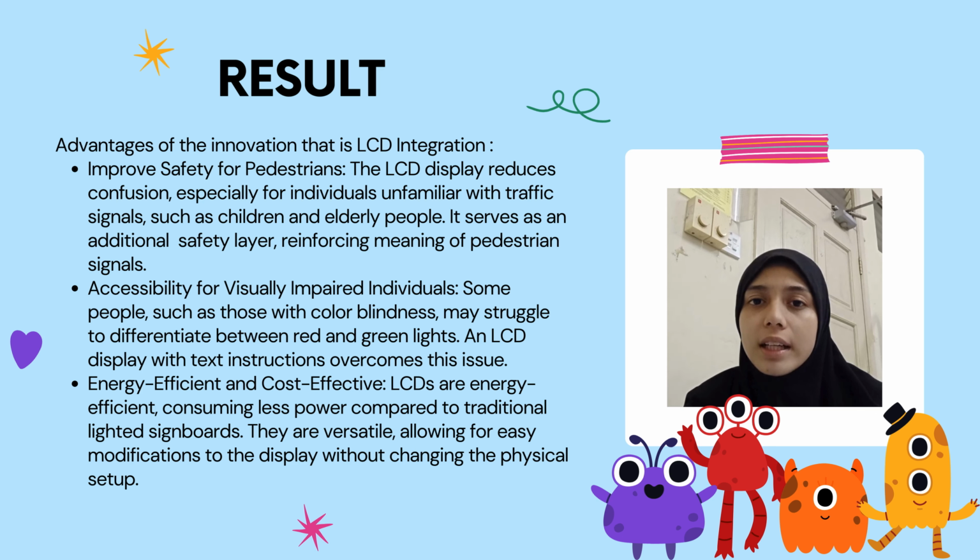Second is its accessibility for visually impaired individuals, such as those with color blindness. They may struggle to differentiate between red and green LED light, so an LCD display with text instruction overcomes this issue. Thirdly, it is energy efficient and cost effective, as LCDs consume less power compared to lighted signboards. They are also versatile, allowing easy modification of the display without changing the physical setup.